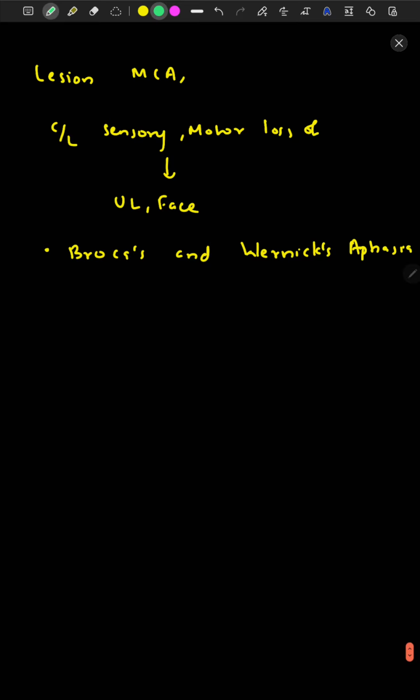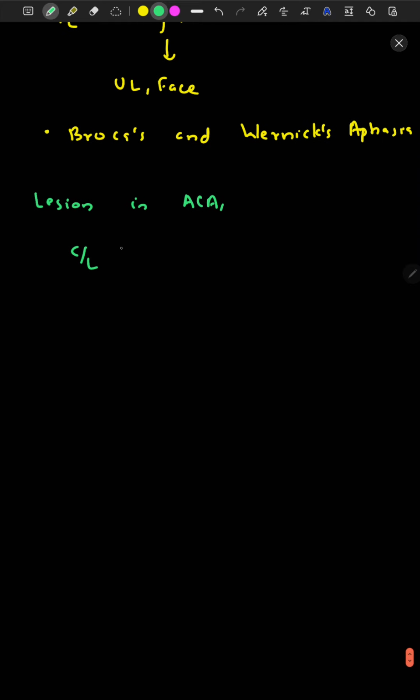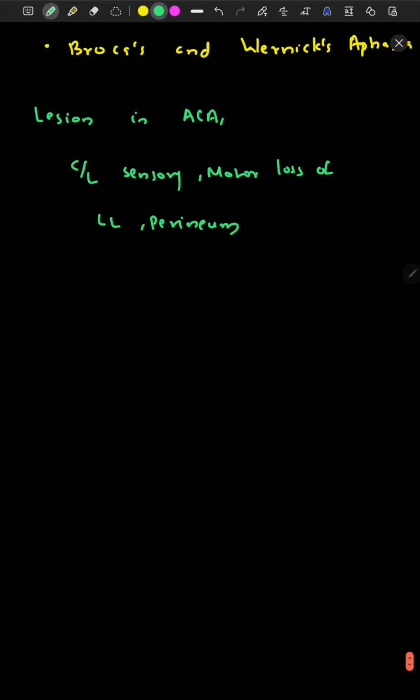So, if there is a lesion in the anterior cerebral artery, there will be contralateral sensory and motor loss of especially the lower limb and perineum, because it is present on the medial side. The anterior cerebral artery is supplying the medial side.